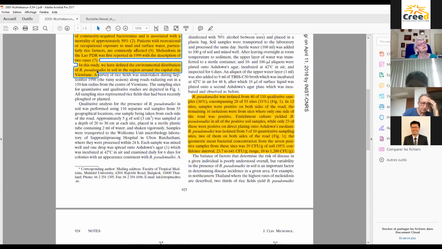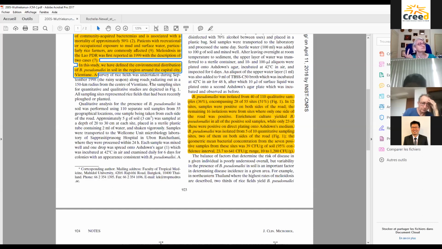method section. Now, my yellow underlining has included the A, but that's because I did it badly. Normally the sentence starts with the A. A survey of rice fields was undertaken during September, the rainy season, along roads radiating out from Vientiane. So we know what they did, in very general terms, but we know where, we know when, September 1998. We know where the sampling sites are in the figure 1 that I already commented about, which I think is a bit poor quality.